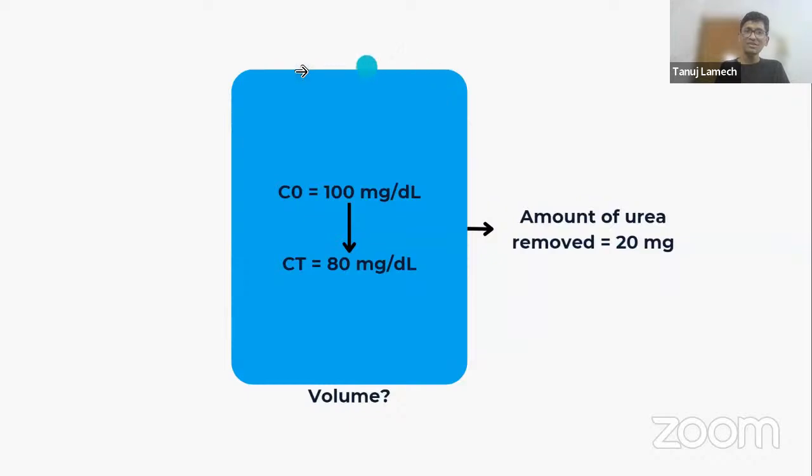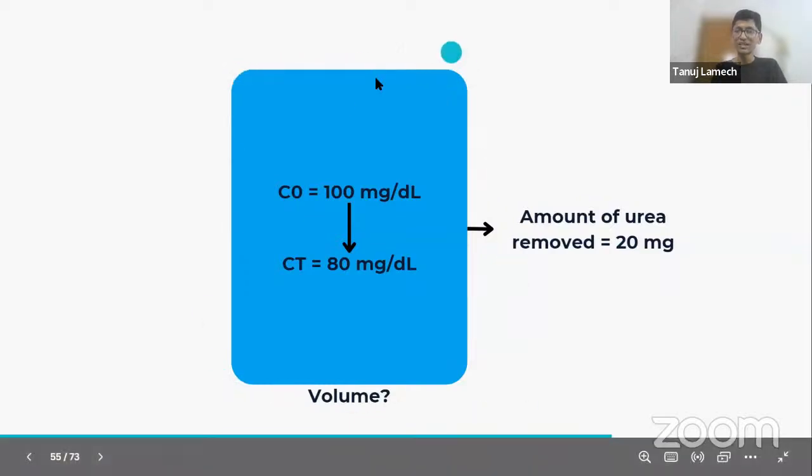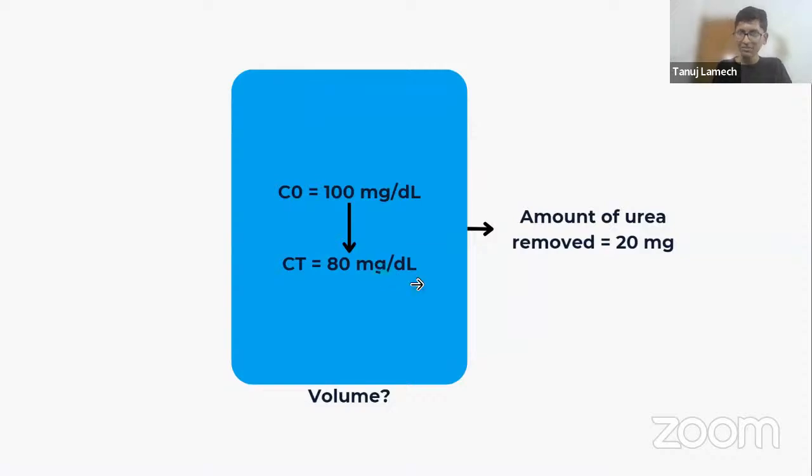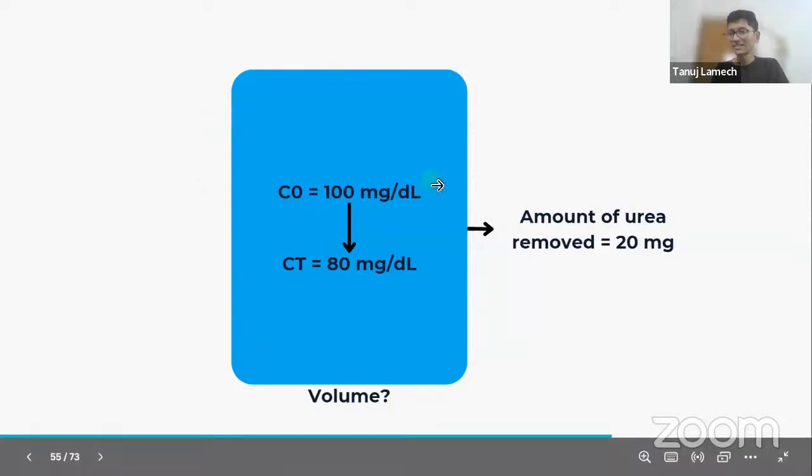With this, is it possible to calculate the volume in which the urea was contained? It is actually very simple, because concentration is mass by volume. So if you need volume, volume is therefore mass by concentration. So mass, you already have: 20 milligrams. Concentration difference, C0 minus Ct, is also 20, 100 minus 80. So 20 by 20 is 1, and the volume is now 1 deciliter.